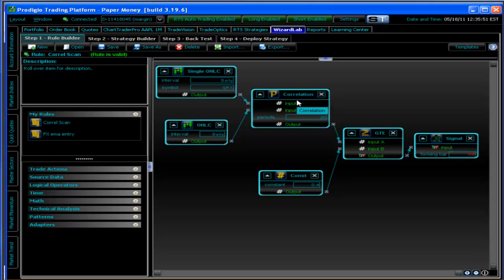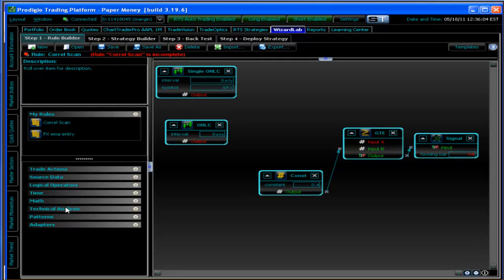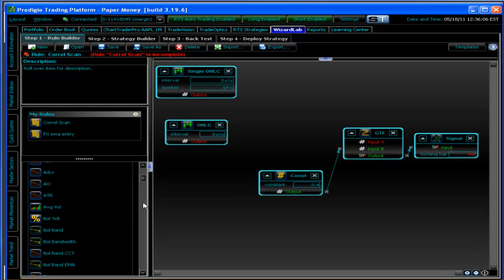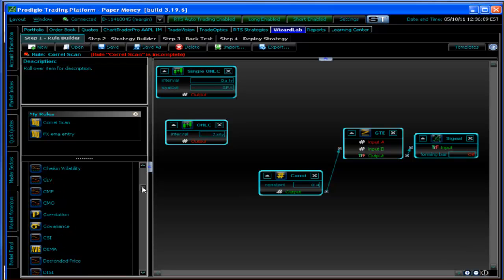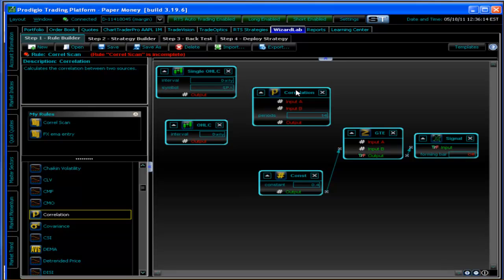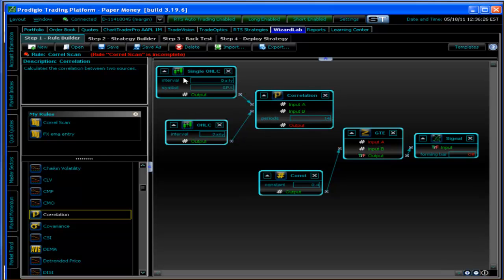I'm feeding those into the inputs of the correlation study. Just like in a script where I would make a function call, or say go do the correlation calculation now, the way you say that in Wizard Lab is, let's say I'm starting from scratch: I go into my technical analysis studies, scroll down to the correlation study, drag it out onto my canvas, and drag the outputs into the inputs. I say run the correlation on the SPX compared with everything else, and that's how you represent that in Prodigio Wizard Lab.